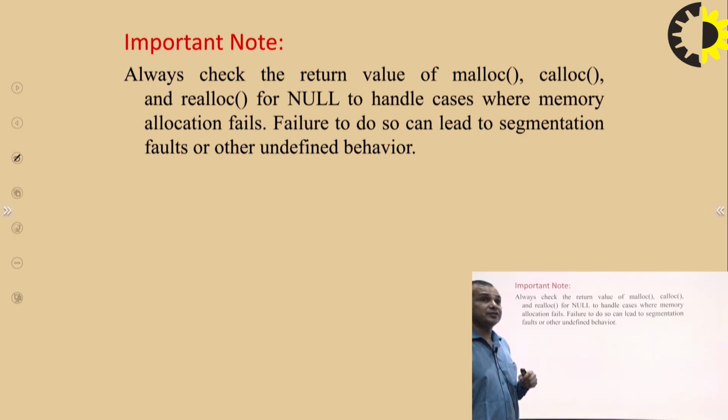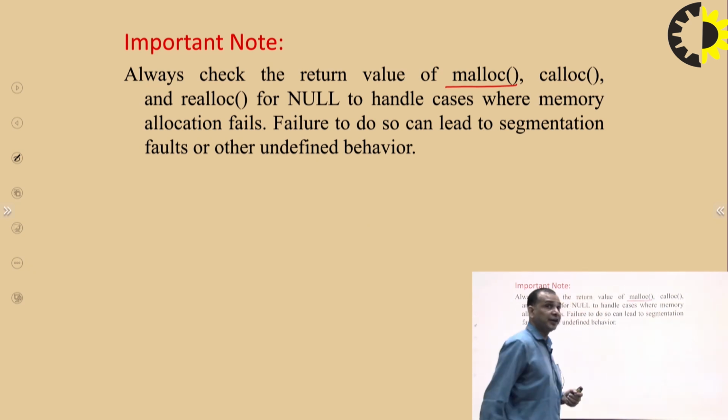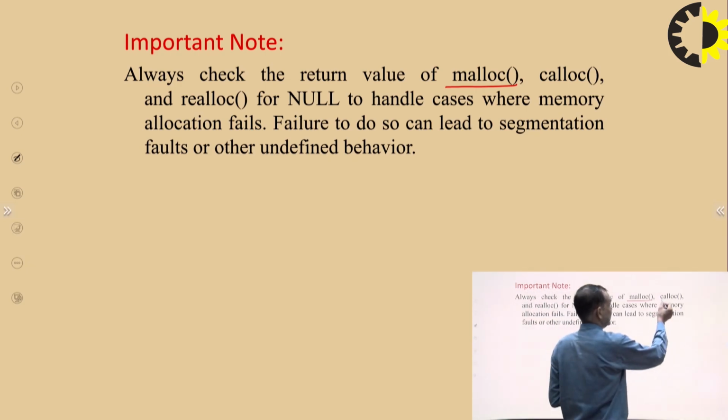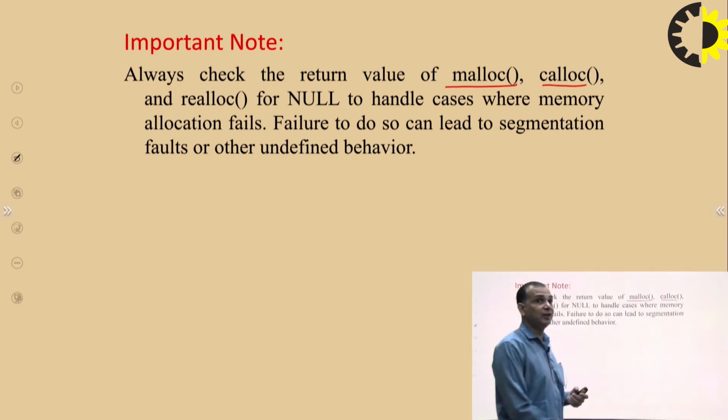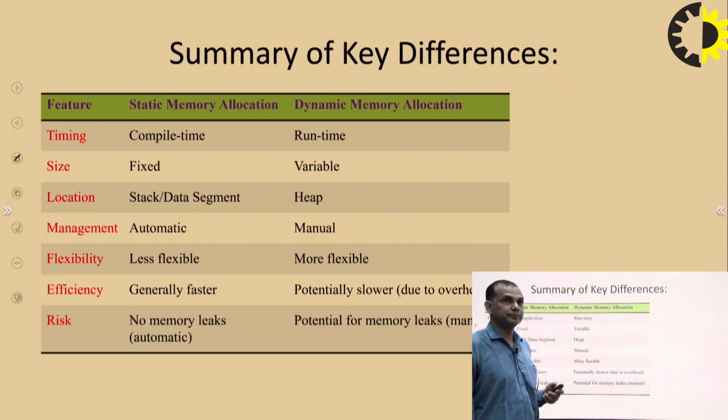Again, I have noted here the main important point if we are using malloc and calloc, as we have discussed. In malloc, it will occupy garbage values, but when we use the calloc function, it will assign the value null, sorry, 0.